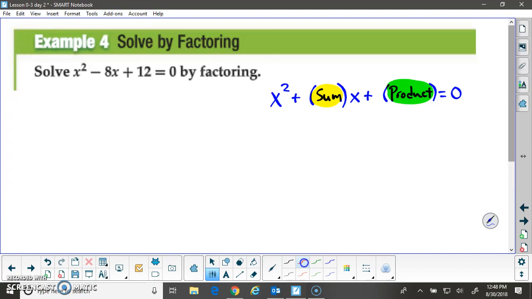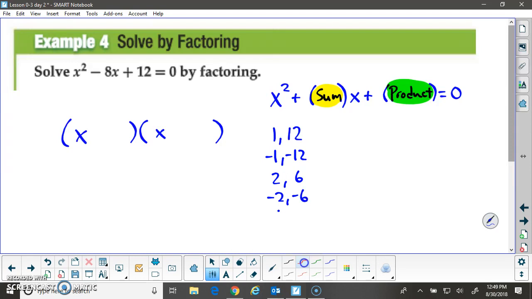So keeping this in mind, on example 4, we need two numbers that multiply to give you 12 and add up to give you negative 8. In order to do that, we draw two sets of parentheses, and we put an x at the beginning of each of them. And then our two numbers would have to be either 1 and 12, negative 1 and negative 12, 2 and 6, negative 2 and negative 6, 3 and 4, negative 3 and negative 4.